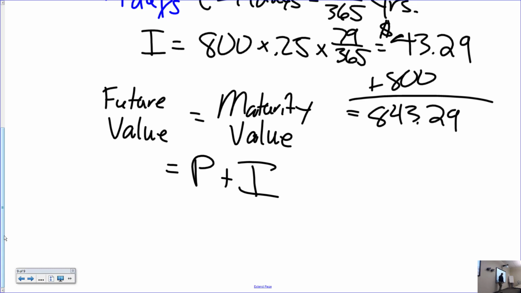principal plus interest. All right, and this gets us started on Chapter 10, folks. We will finish up Chapter 10 on Wednesday, and then the homework for Chapter 10 Wednesday will be due next week on Monday.